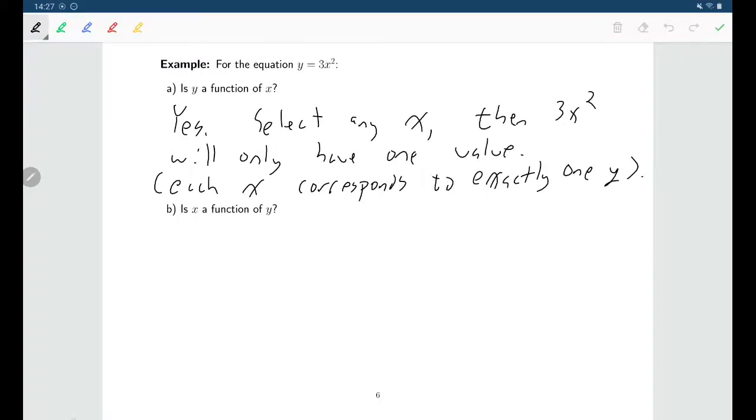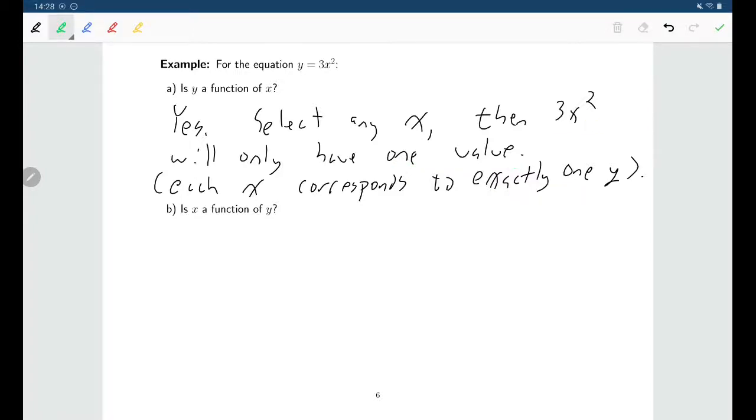And you can just imagine that here, that if I gave you a value for x, and I said, could you please calculate 3x squared, you're only going to have one answer for me for what is the value of 3x squared. So that's what I mean by select any x, and then 3x squared will only have one value. There'll only be one value you could find for what y would be. So for every x, you will get exactly one y.